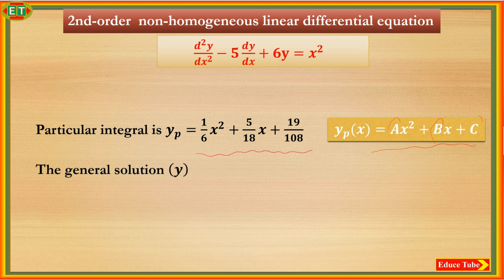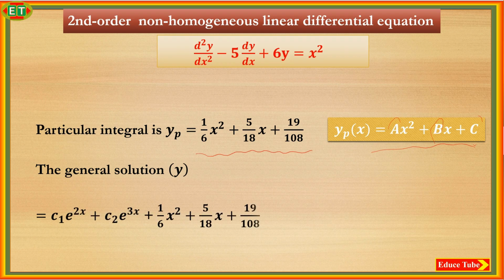And the general solution now will be the summation of the complementary function and the particular integral. This one is the particular integral, and before we got the complementary function. So adding these two, we get our general solution for this equation like this one. This is the general solution.